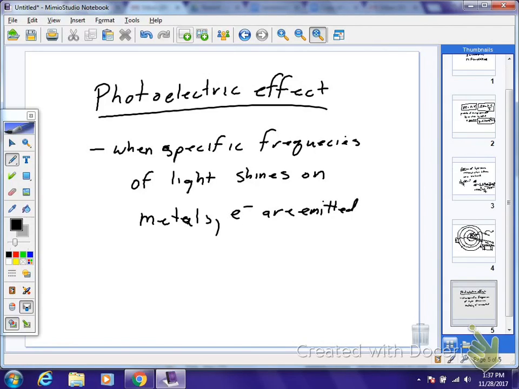So I'm going to give you 4 little snippets of information about specific things that are going on with these metals and that they're giving off electrons. Okay? 1. Okay? The threshold energy has to be met for electrons to be emitted.